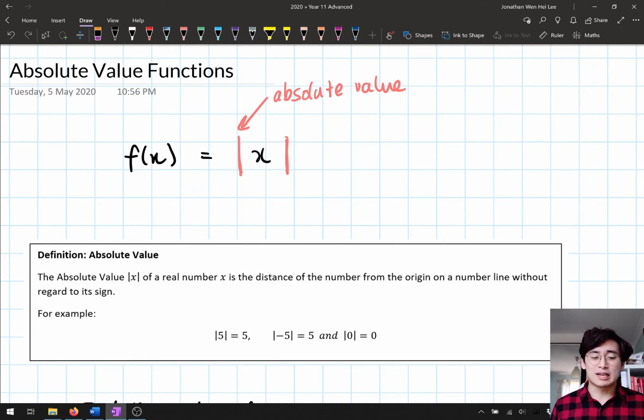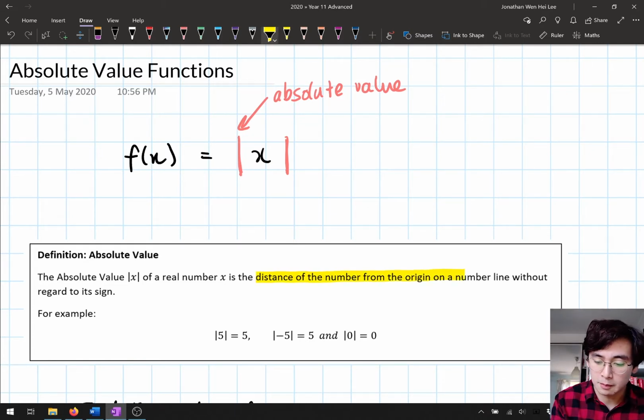And what this does, in the definition I have underneath, is the absolute value of a real number is the distance of the number from the origin on the number line without regards to its sign. And so I have a few examples underneath. The absolute value of 5 is 5, and the absolute value of -5 is also 5.